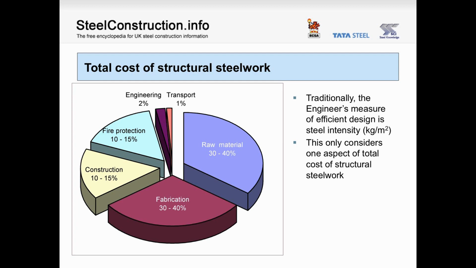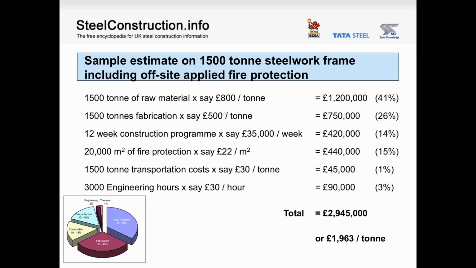We'll look first at the fabrication aspect through a worked example. We'll use a simple example for a 1500 tonne steel frame with off-site intumescent to illustrate the impact of fabrication costs. We've got some rates here, but please don't think that they are in any way representative of the market today. These numbers reflect the height of the market in 2007, but are consistent across all aspects. For example, the £800 per tonne for raw materials would be in the order of £550 per tonne now. So for illustrative purposes, working our way through the pie chart, we can see the following.